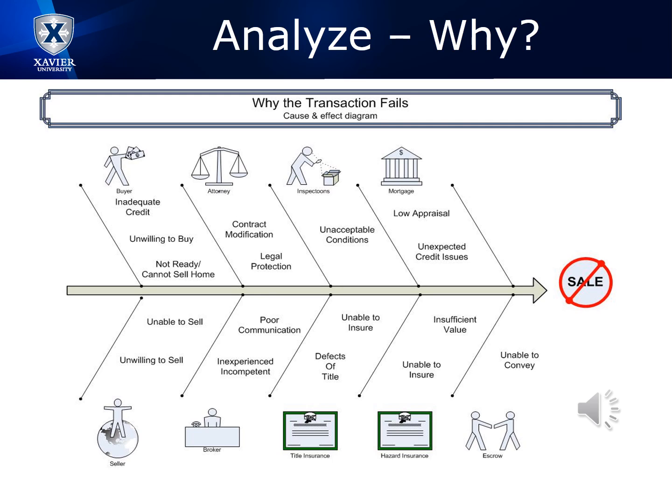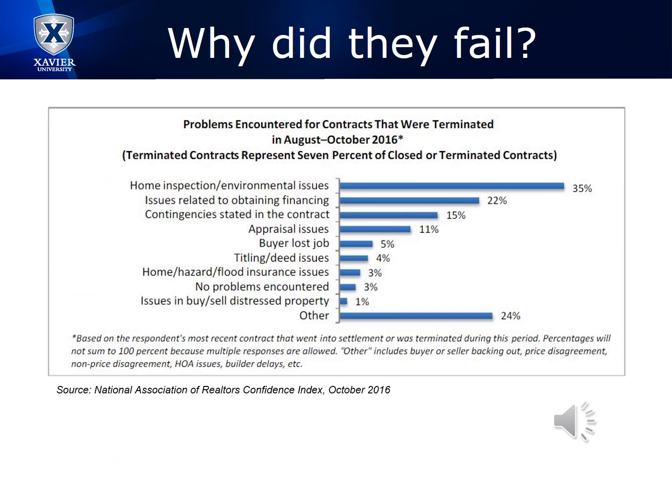So why does the transaction fail? There are many opportunities to correct problems. According to the National Association, 35% of all transactions fail. To better visualize the process, we create a cause and effect diagram. 22% fail within the diagram. It gives us the most frequent occurrences.